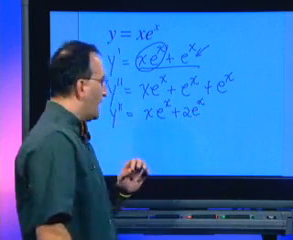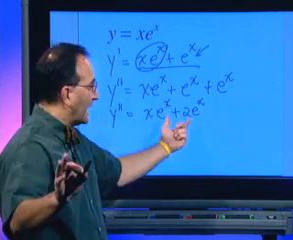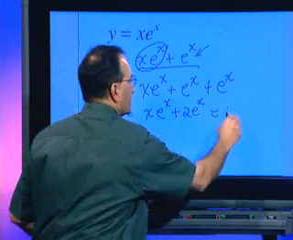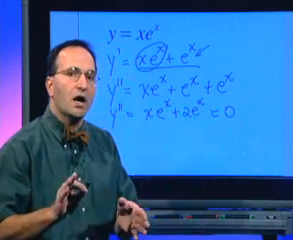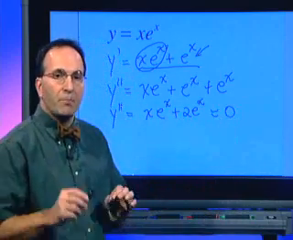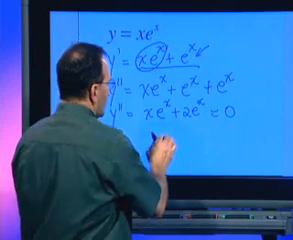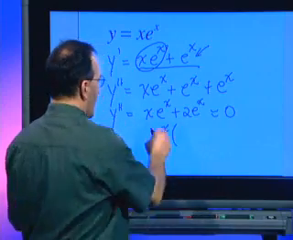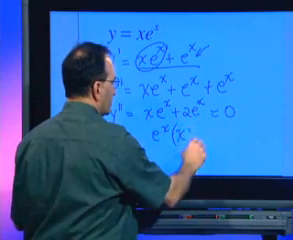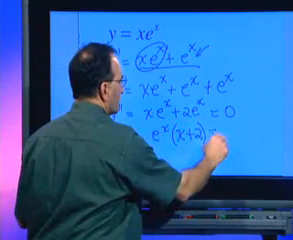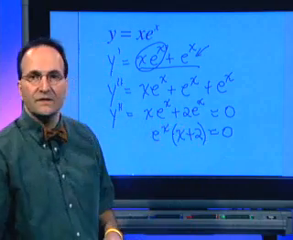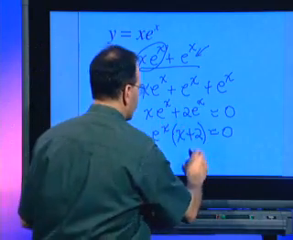And then I can factor out the e to the x. I'm going to set this equal to 0 because what I want to know is what's happening with the point of inflection. And so I have e to the x times x plus 2. And that equals 0. And it equals 0 when? Well, when x is equal to negative 2.